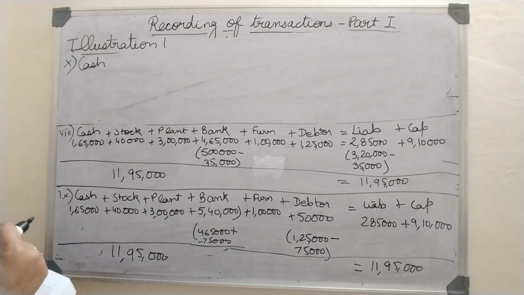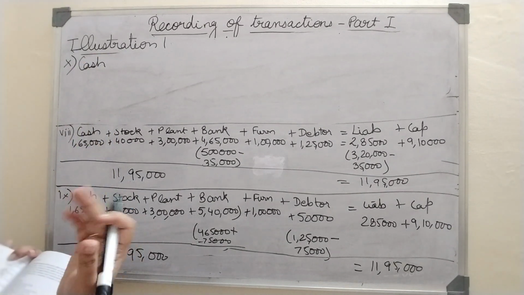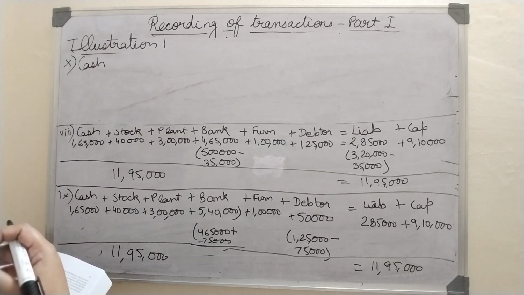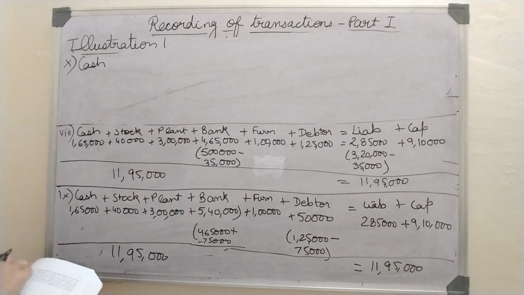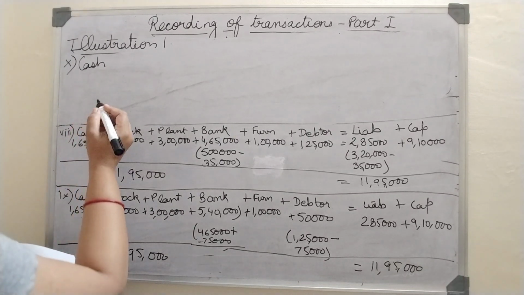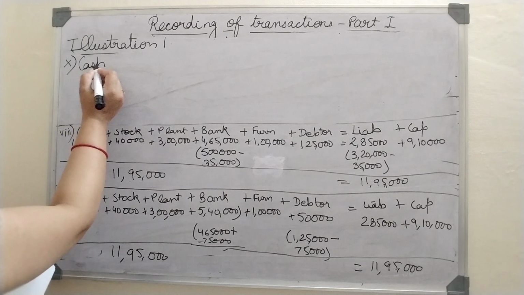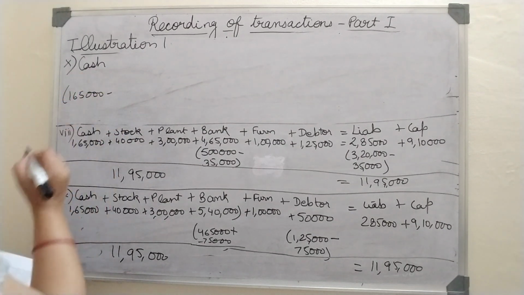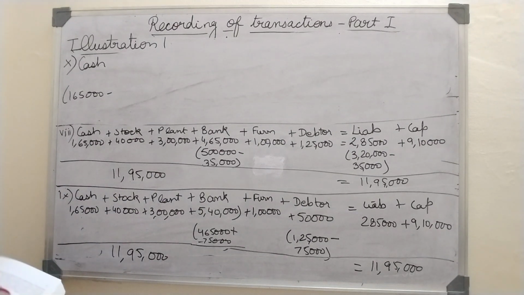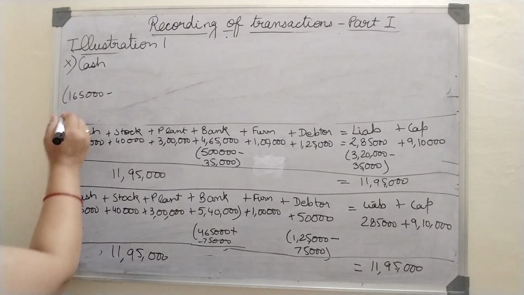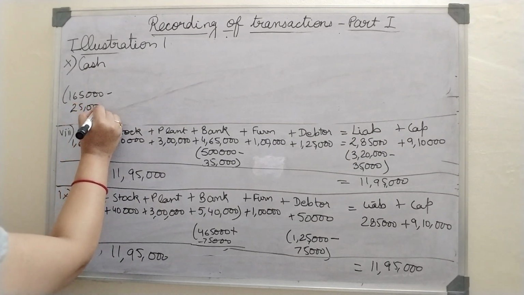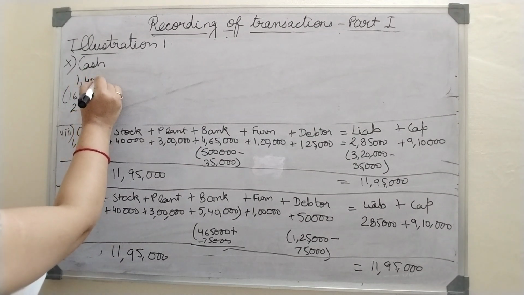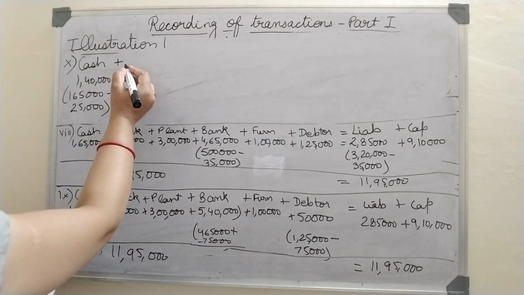When it is being taken for personal use, then cash will be decreased and capital will also be decreased. So cash is 1,65,000 minus how much is the drawings taken by the investor? It is 25,000. So when I am subtracting, it comes to 1,40,000, plus other things will remain the same.